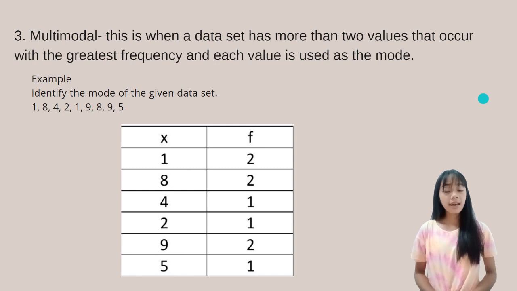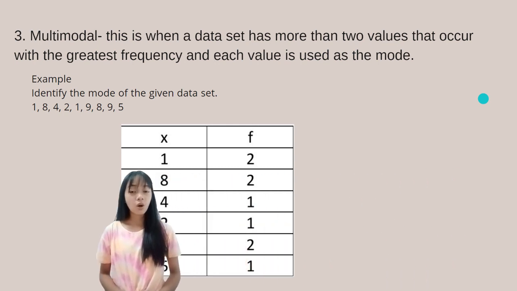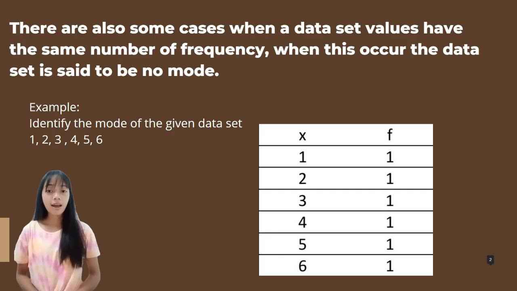There are also some cases when the dataset has the same number of frequencies. When this occurs, the dataset is said to have no mode. Example: identify the mode in a given dataset: 1, 2, 3, 4, 5, and 6. This dataset has no mode since all the data have the same frequency.